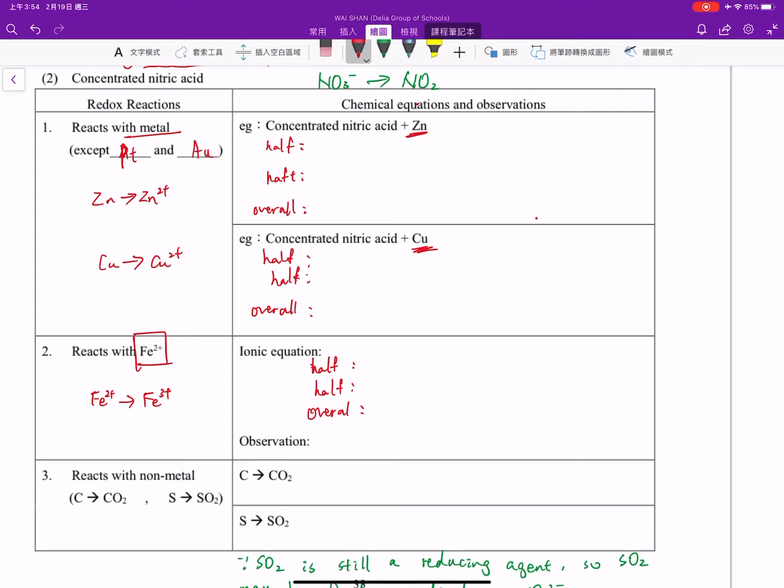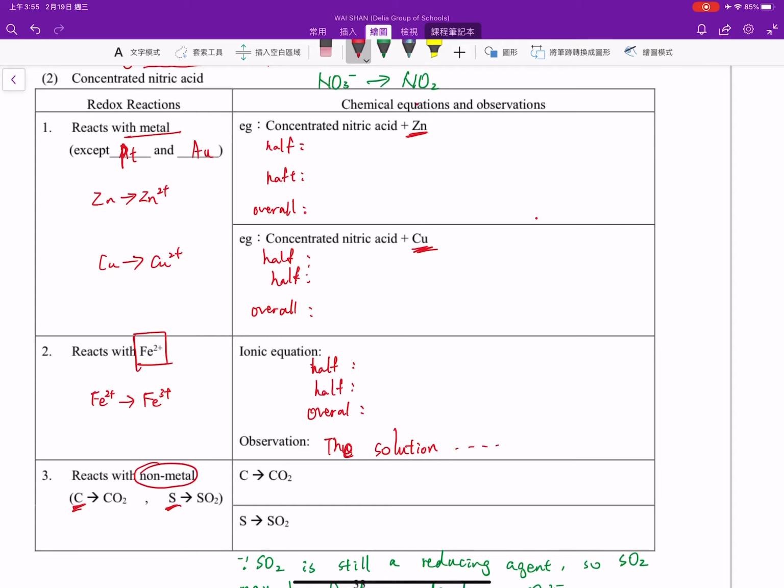And what do you think about the observation? I can give you some hints. The solution should have some color change, okay? So you complete it. And number 3, it can react with non-metals, which are carbon and sulfur.